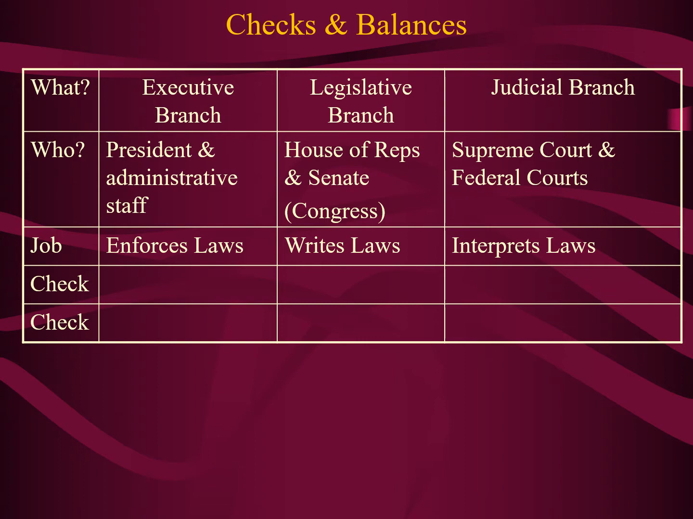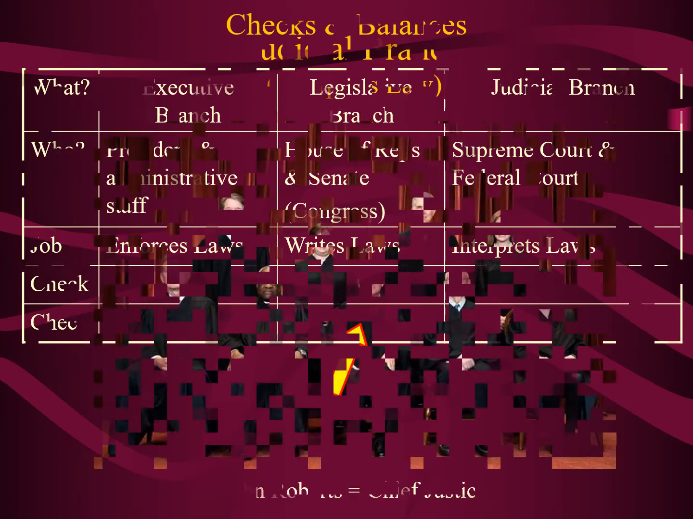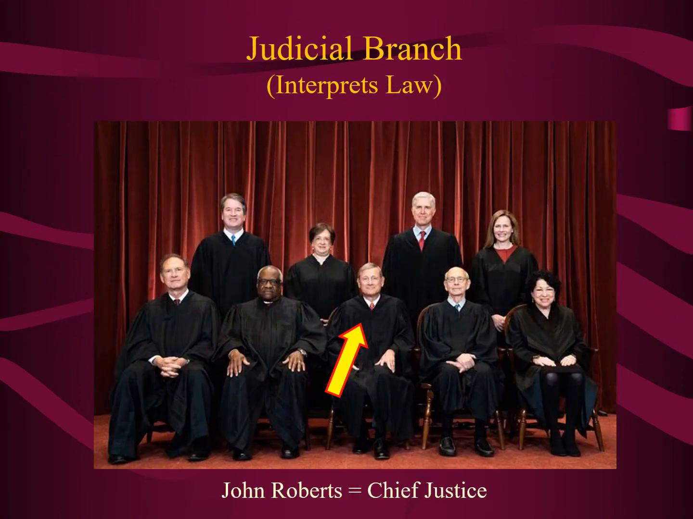Our judiciary has the job of interpreting laws to let us know what they actually mean. This photo identifies the 9 members of the United States Supreme Court today. In the center, we see the Chief Justice, John Roberts.